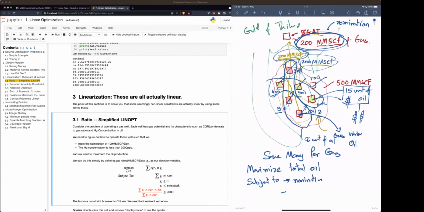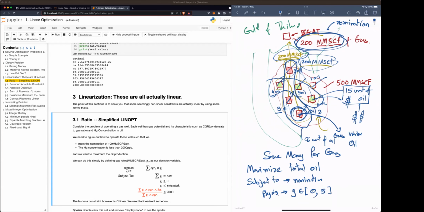And also subject to some physics. This is annoying, but yes, there's some physics, right? Each of the wells has some limit capacity, right? So that means the gas you get from each well is going to be greater than or equal to 0. Actually, let me say this. It's going to be between 0 and some number, I don't know, 5.